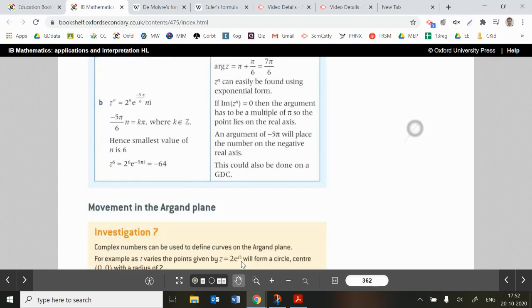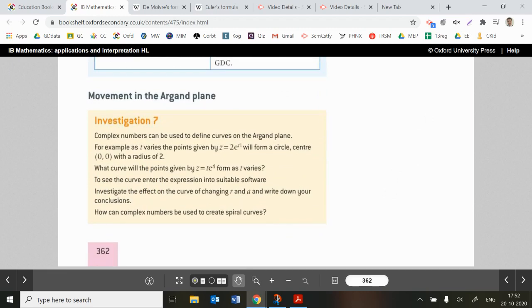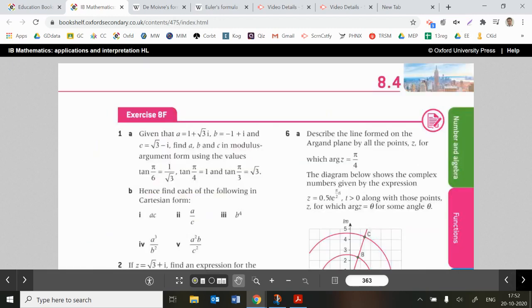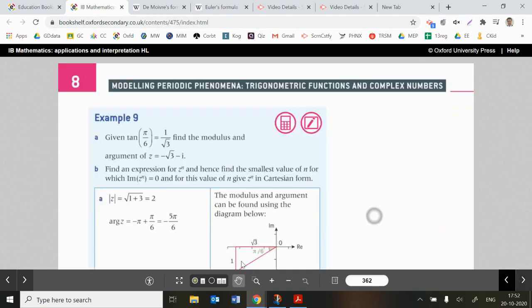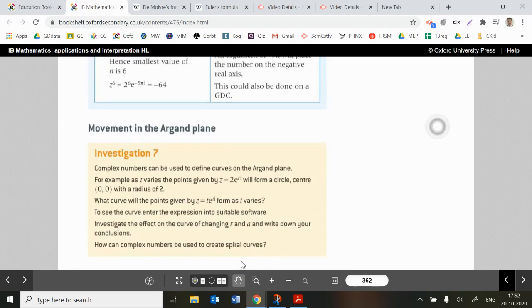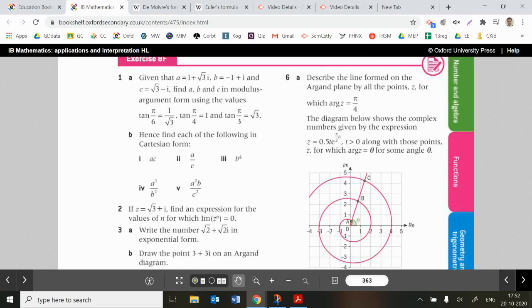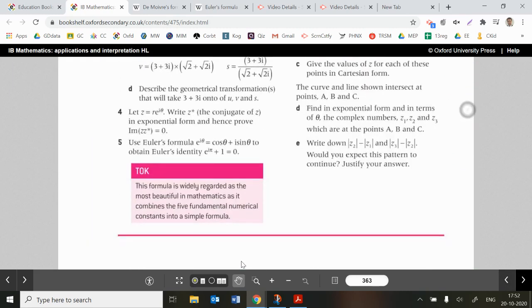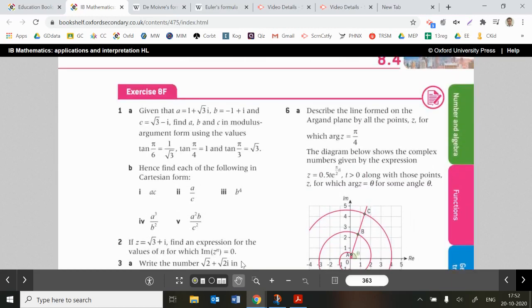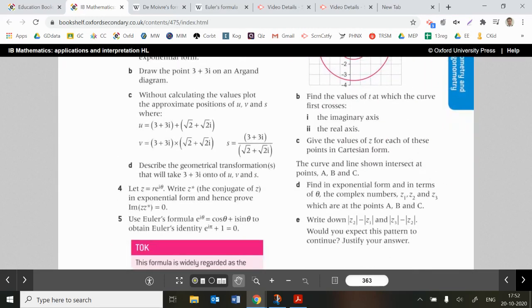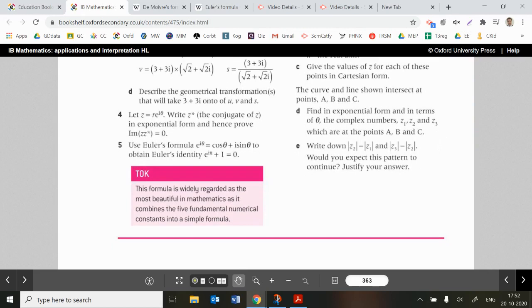Okay, guys, so after that, we've got movement in the Argand plane, which is what I've already talked about. So I'm not going to talk about that again. So that's about this sort of movement around in a circle. Here's 8F. Again, there's not many questions there. We've only got 6 questions. So again, I suggest you get maximum practice with this one.